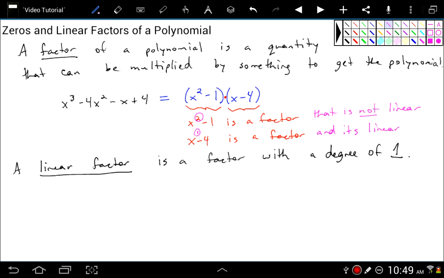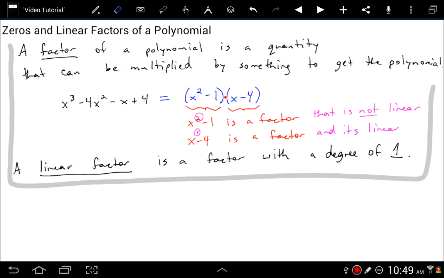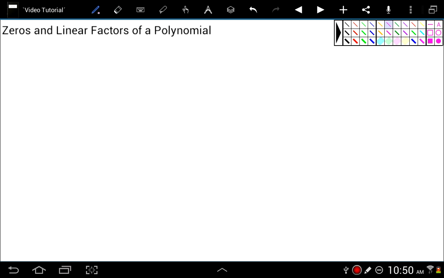Very good. So that's what factors are. We're almost done. Now let's start looking at the relationship between zeros and factors. So let's look at this x squared minus 2x minus 15 again.